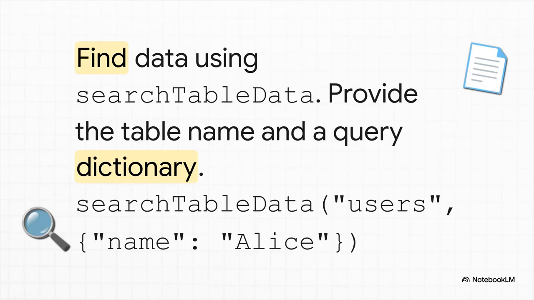So to find data, which is our read operation, we use search table data. And again, just notice the beautiful simplicity here. Your query is just another dictionary. We want to find a user whose name is Alice, so we just pass in a dictionary that says exactly that. It's so wonderfully intuitive.